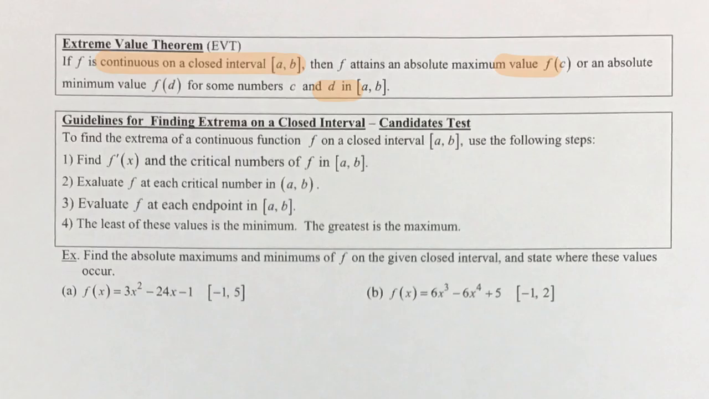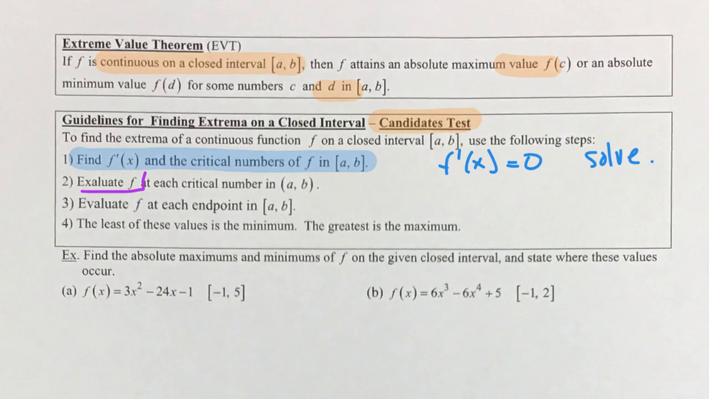So how do we go about figuring out what those values are? Well, that's what we call the candidates test. We're going to pick some values to try, and not just any values. We're going to pick some specific ones. Number 1, we're going to find the places where our derivative is 0 or undefined. Once we have those critical values, we're going to evaluate them in the f function. So we're going to plug them back into the given equation at the beginning, your function, and see what those y values are for each of your critical values.